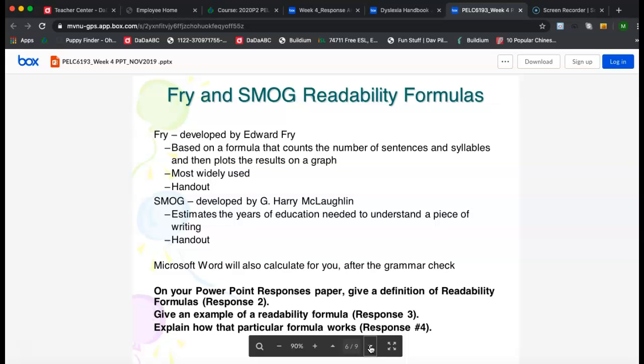The Smog was developed by G. Harry McLaughlin, and it estimates the years of education needed to understand a piece of writing. Also, which I'm sure that most of you know, Microsoft Word will also calculate the readability formula of your writing. And that is after the grammar check.